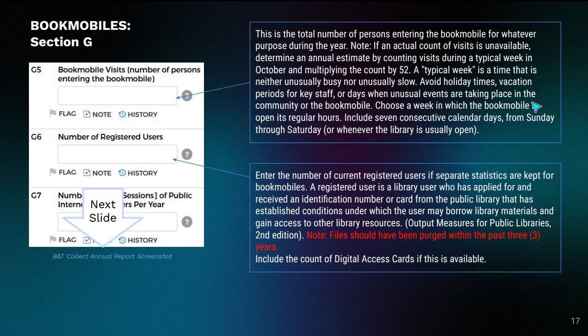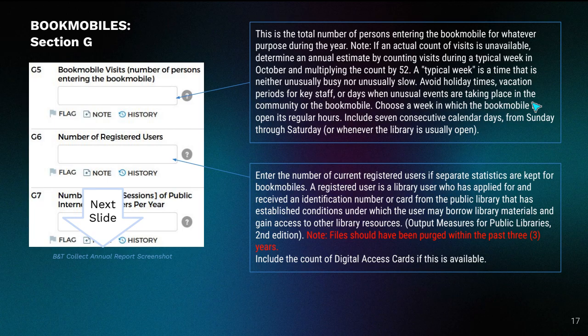You don't want to do holidays. You don't want to do vacation periods or when unusual events are taking place. So choose a couple of weeks and then include 7 consecutive calendar days from Sunday through Saturday, and then add it to get your average. Okay, so you may want to do it in the spring and the fall because you know your kids are typically in school, and those are good times of the year to do an average count, and then see what your average week looks like.